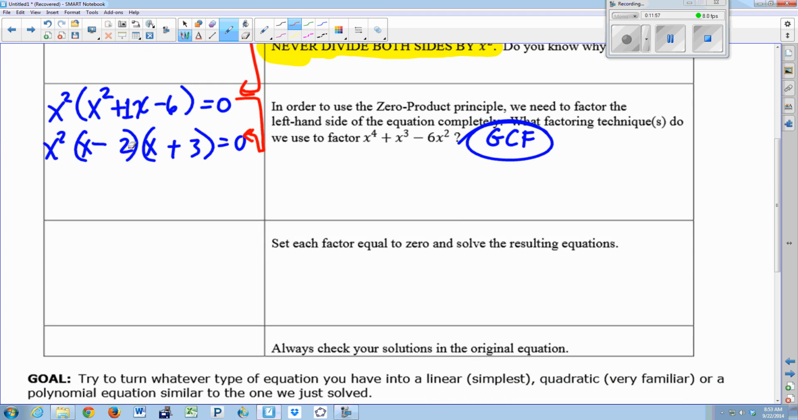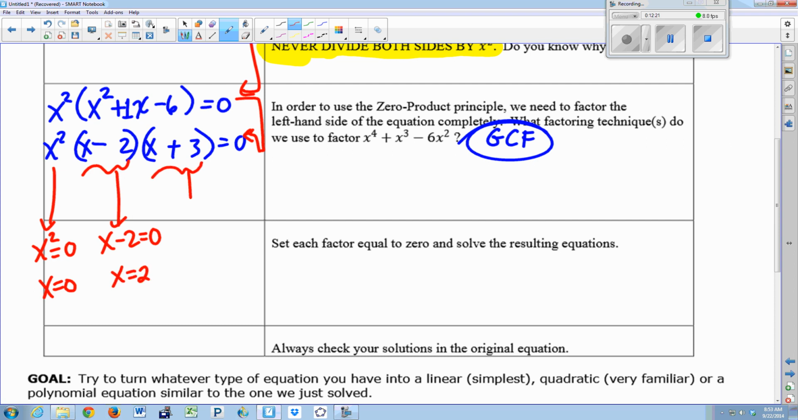Now you set each factor equal to 0. So we take this first factor and we set it equal to 0. There's really no work to be done because the only number we can square to get 0 is x equals 0. Okay. What about this one? We set that one equal to 0. Most of you just do that in your head. What's x going to equal here? 2.